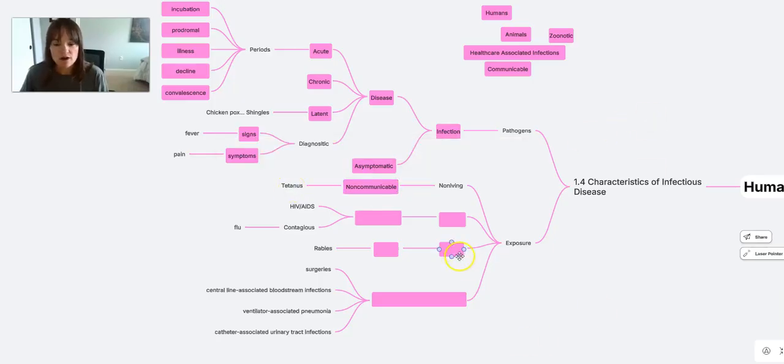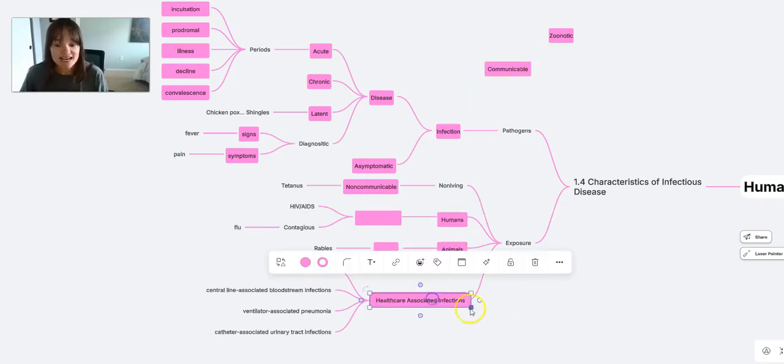All right, what are three other ways we can be exposed to pathogens? Let's check your answer. So we have humans. It's probably pretty obvious. Can be a way that we're exposed to pathogens, as well as animals. And then one that we're pulling out because we're in a medical microbiology class for allied health majors, healthcare associated infections.